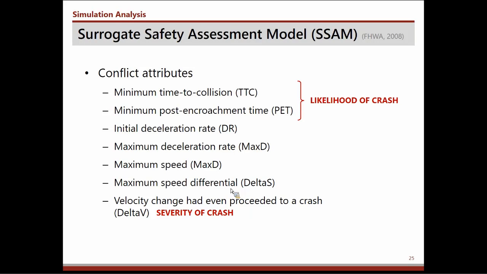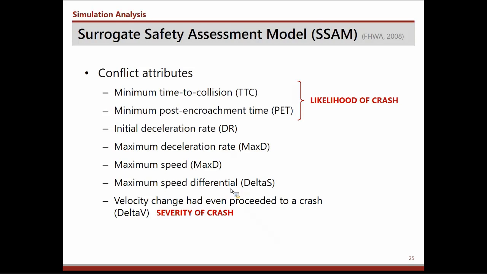Okay, and so if these are very short, if the time to collision, meaning that an adjustment of vector, a turning maneuver or braking maneuver is required, or the post-encroachment time is very small, this indicates an increased likelihood of a crash, right? In reality, people would make a mistake, or there would be some increased likelihood of a collision of the type categorized before.